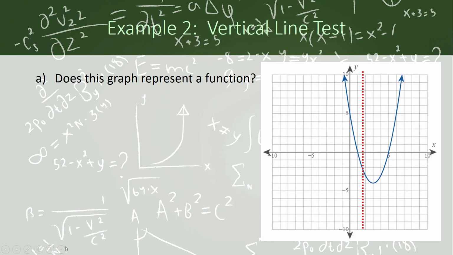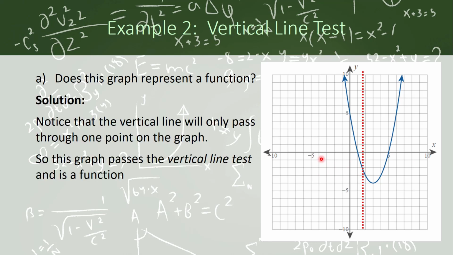Okay, example 2 is the vertical line test, and that should not be there right now, but it is, so we'll just deal with it. And the question here is, does this graph represent a function? Well, once again, here's our graph. It's actually a graph of a quadratic equation, which has the shape of a parabola. And here is our straight line test. If you move this line anywhere along here, it's always going to hit the graph at exactly 1 point. So, yes, this does represent a function because it does indeed pass the vertical line test.